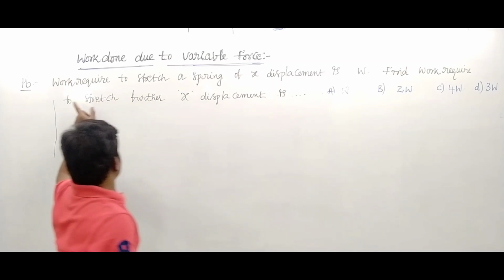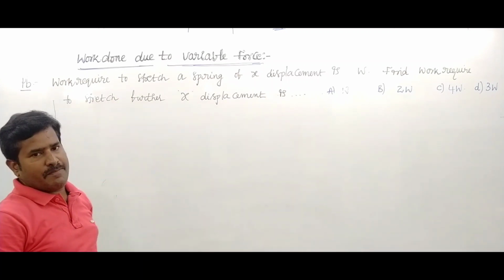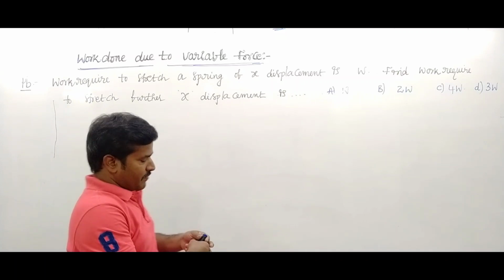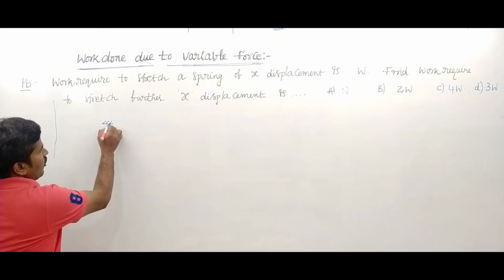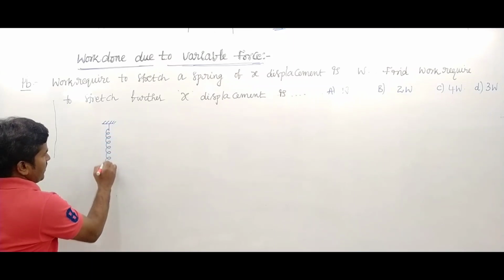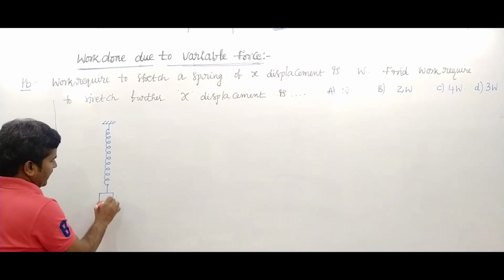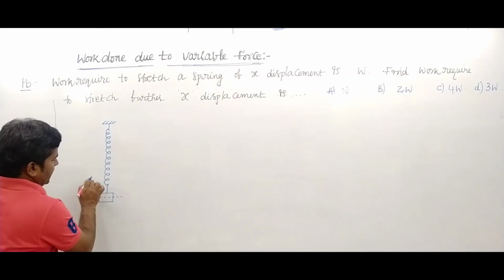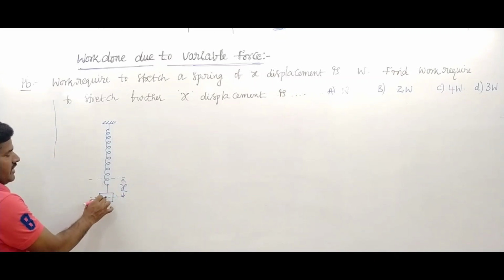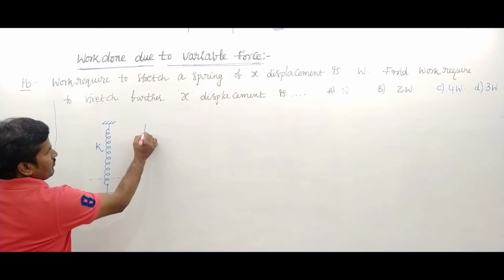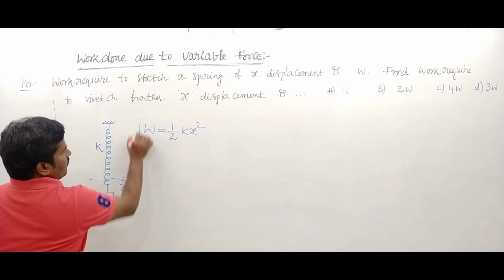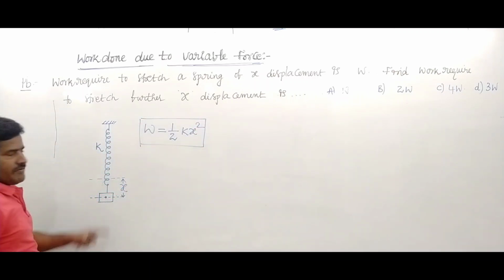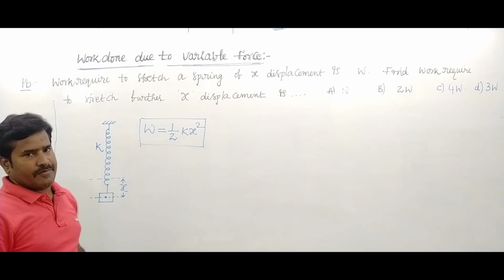In the next problem, the work required to stretch a spring by X displacement is W. Find the work required to stretch it a further X displacement. First, this is one spring we are using, and a load is given. Suppose the stretching is X. Here the force constant of the spring is k, so the work done is W equals half Kx square.